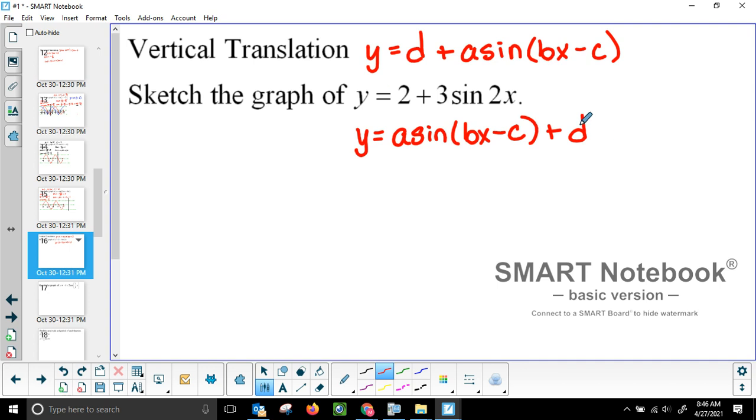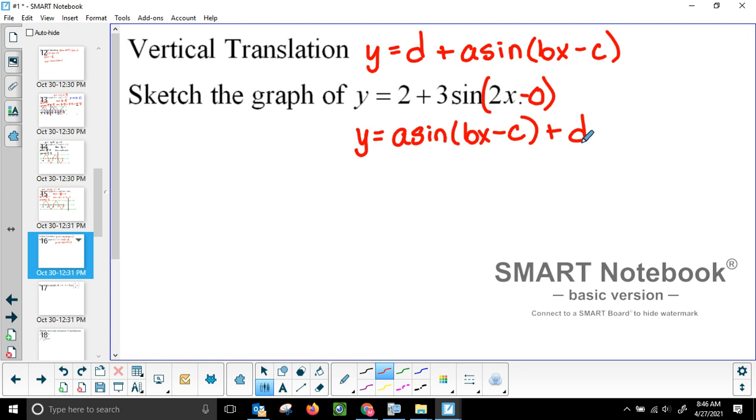The number that's off by itself is always the D, right? The number in front of the sine is always the A. The number in front of the variable is always the B. And then, like obviously there's nothing here, but this would be equivalent to that.